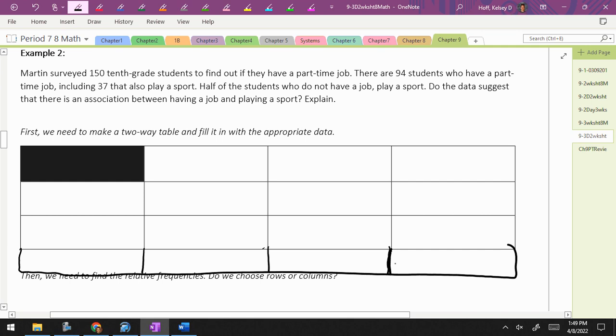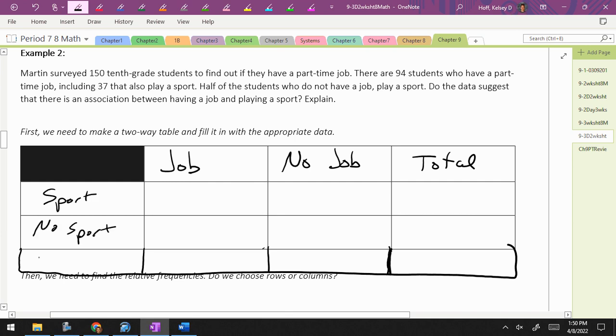So in this data, what two questions did Martin ask the people? Do you have a part-time job? Do you play sports? Which one do you want to go across the top? Part-time job. Okay, so job or no job, and then our total. And down the left-hand side, sport or no sport, and a total.